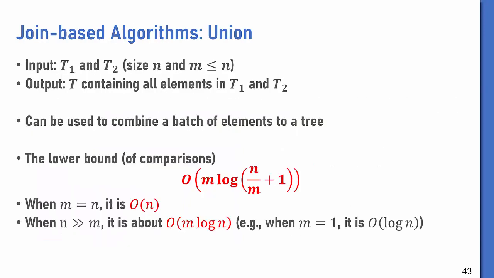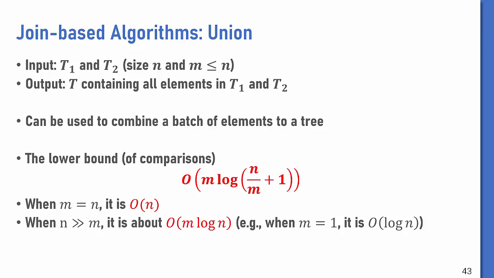So the next join-based algorithm is a bit more involved than the previous ones. It's a set operation, union. And a similar idea can be applied to other set operations like intersection, difference, or symmetric difference, and so on. For two BSTs, T1 and T2, it will combine the two trees into another output tree T in parallel. This can be useful in scenarios where we want to combine a batch of elements into a tree. It will actually be used several times in our later applications.